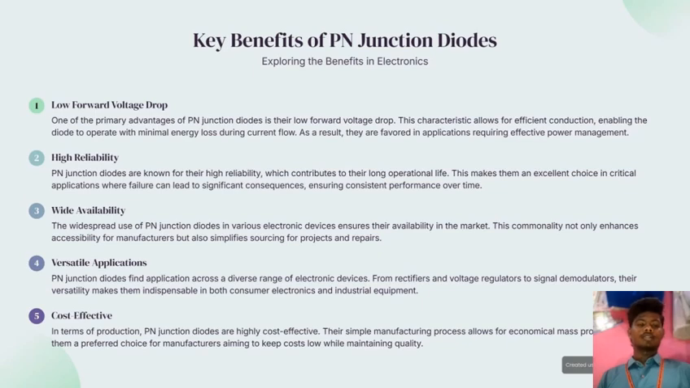Number 5. Cost effective. In terms of production, PN junction diodes are highly cost effective. Their simple manufacturing process allows for economical mass production, making them a preferred choice for manufacturers aiming to keep costs low while maintaining quality.